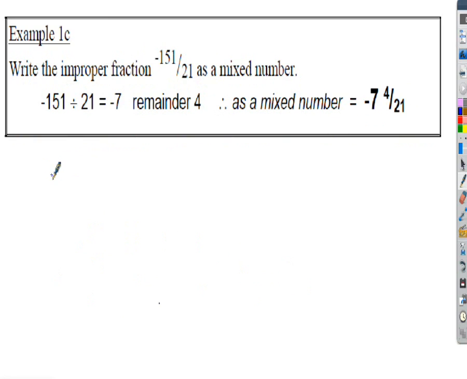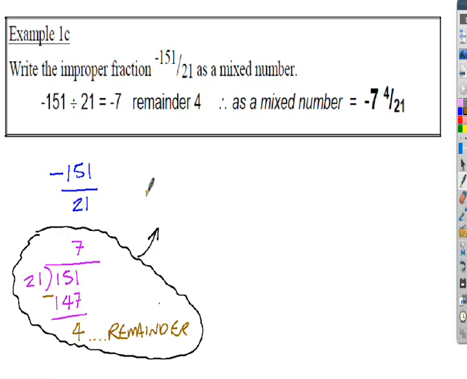Example 1c, we're given a more complicated fraction here. It's actually negative, but that doesn't really bother us. Negative 151 divided by 21. We've got to write this as a mixed number. I cannot divide the 151 or the 21 by any particular whole number to reduce the fraction, so I'm going to have to actually do the division sum. So my mixed number now becomes negative 7 and 4 over 21.